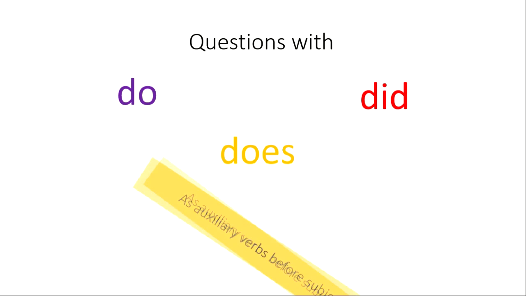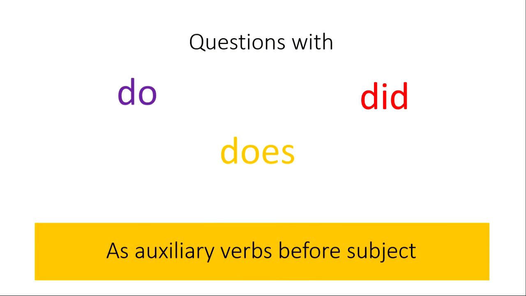First, I'm going to start with questions that have do or does or did as the auxiliary verbs before the subject. This is very important to remember because sometimes do, does, and did can be the main verbs of the sentence. When I say do, does, and did as the auxiliary verbs, it means that these verbs are not the main verb, and they appear before the subject to form a question.